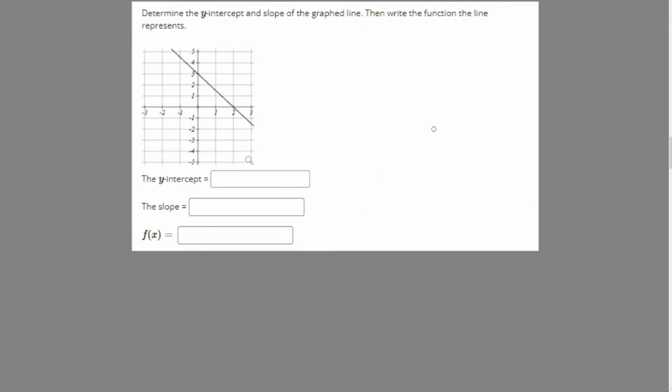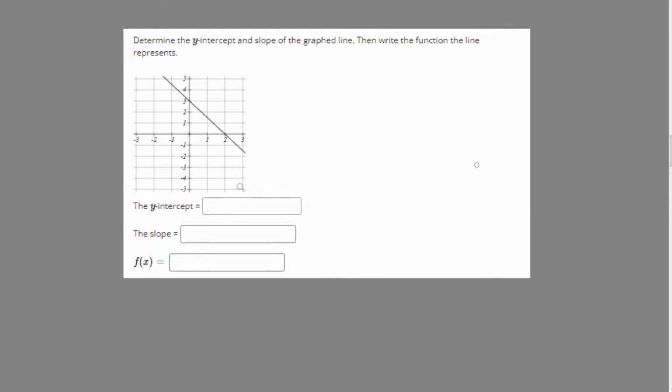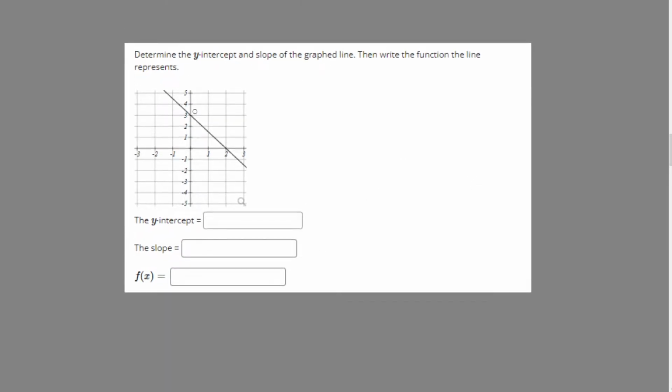Determine the y-intercept and slope of the graphed line. Then write the function the line represents. So the y-intercept looks like it's 3. And then for the slope, we go down 3 over 2. So minus 3 over 2. So our y-intercept is 3, our slope is negative 3 over 2, and that will be negative 3 over 2x plus 3.